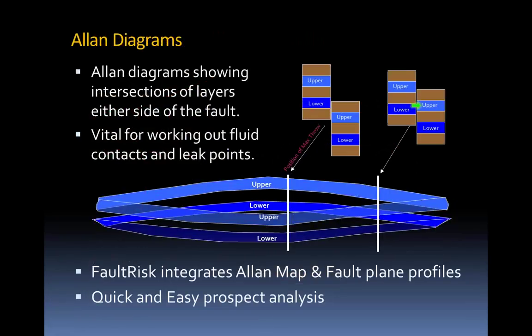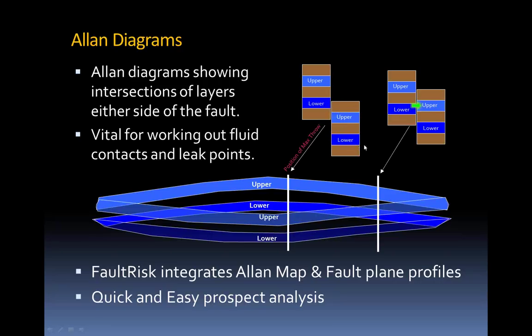It's also important to understand Allan maps or Allan diagrams. These Allan maps are slightly complicated, but they're not fundamentally difficult to understand. Here we have an upper sand and a lower sand, and on the other side of the fault, or the downthrown side of the fault, we have the same upper and lower sand. If you take a cross-section at the position of maximum throw, what we end up describing is the juxtaposition of, in this case, sand on shale.